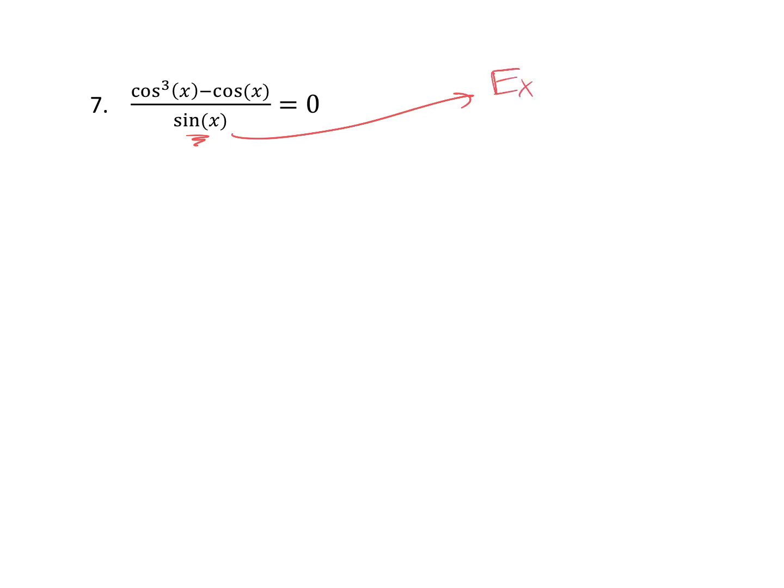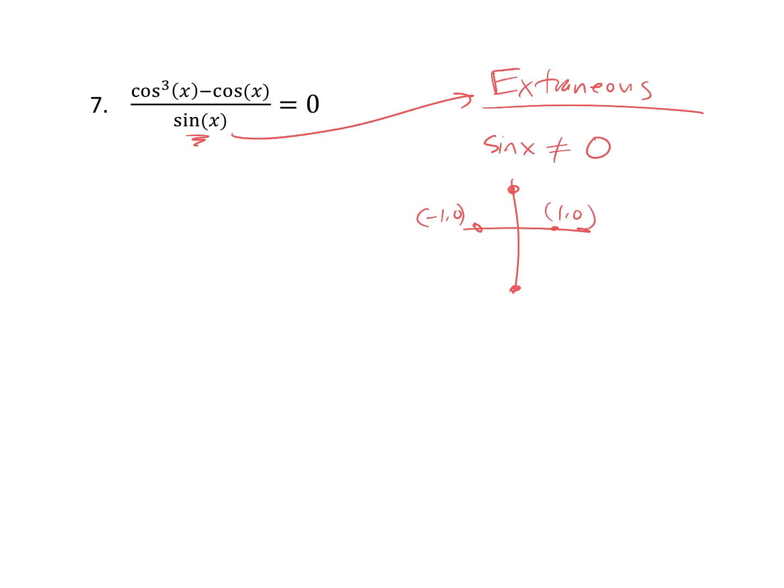So I know, this is the first one on this review, that I have to check for extraneous solutions. The way I do that is I ask myself, where is that denominator, the sine of x, not equal to 0? For the sine, if you think about the y coordinate being 0, the y coordinate is 0 at (1, 0) and (-1, 0). In other words, it's 0 where x is 0 and pi. So at the end of my problem, I've got to make sure 0 and pi are not solutions. And if they are, I've got to cross them out.